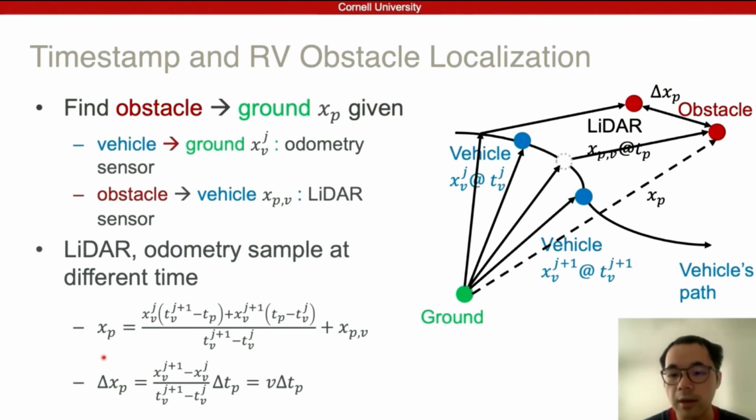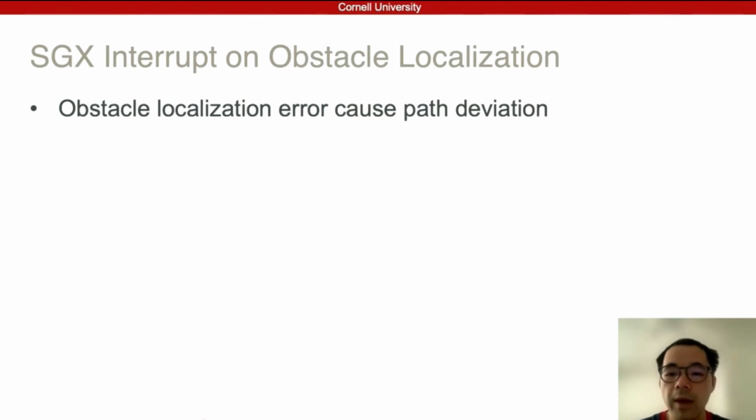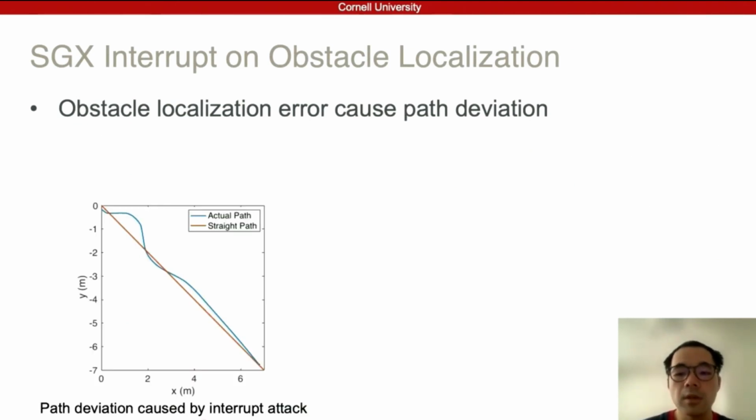Let's see the impact of localization errors in experiments. We show the impact of obstacle localization error for robotic vehicles. Since the vehicle runs a collision avoidance module, wrong localization of obstacles leads to a wrong path of the vehicle, which we show here. The orange line is the straight path without an interrupt, while the blue line shows the path with the interrupt. We see an obvious deviation.